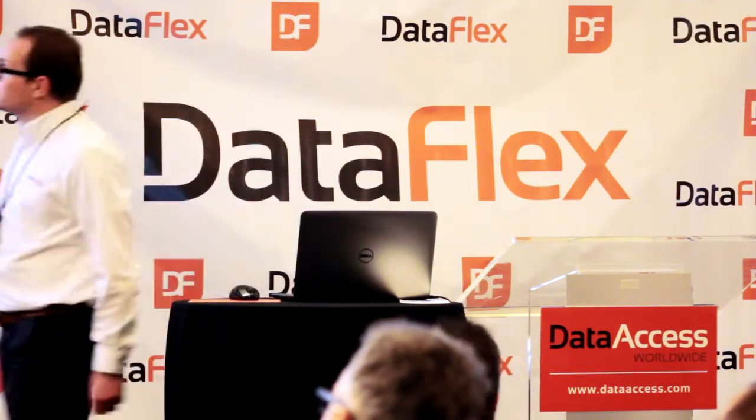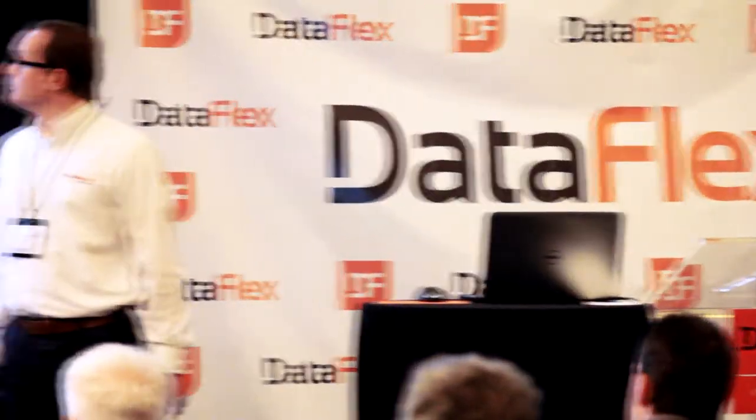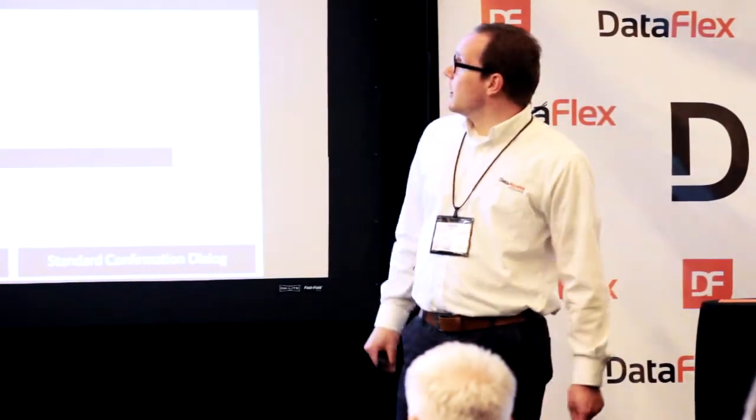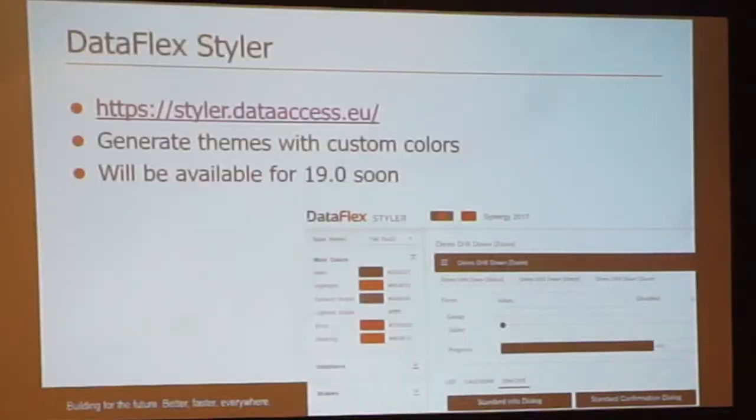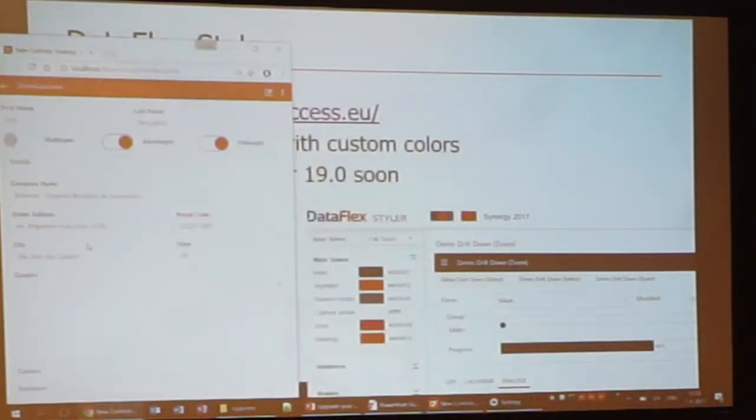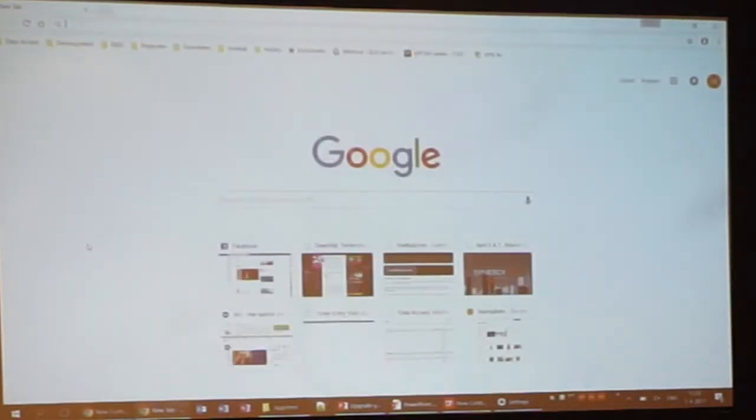And this is one thing I want to visit briefly, because I'm thinking that I'm running out of time here. This is an application that we developed last summer that allows you to easily change the colors of the Flat Touch themes, and it is an online application. So I'm going to open up a new browser window and go to styler.dataaccess.eu. I hope my internet is working.